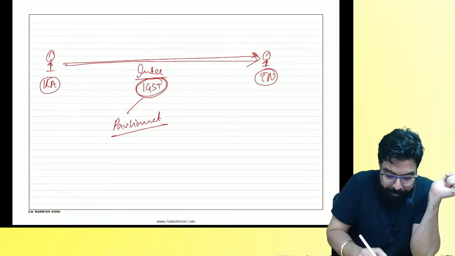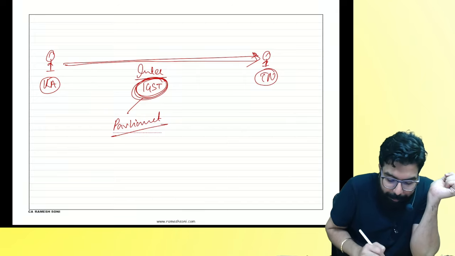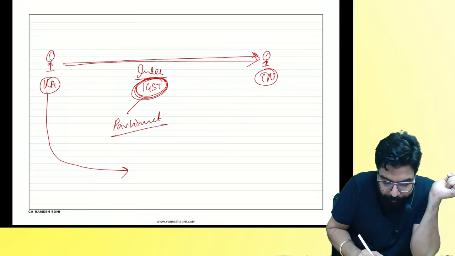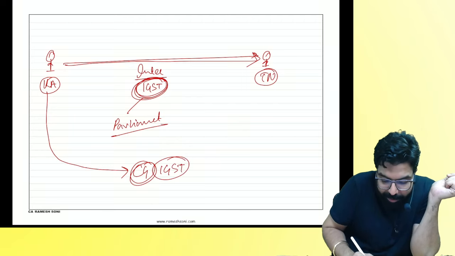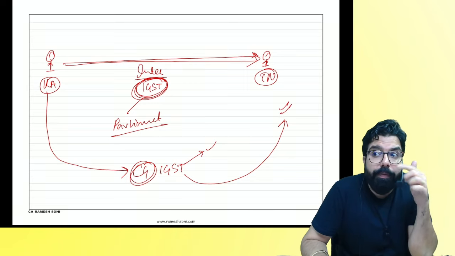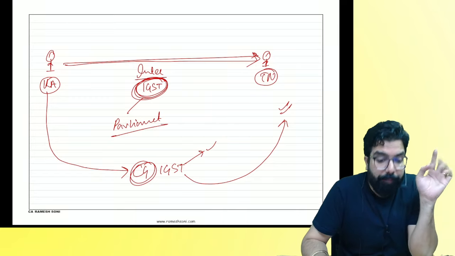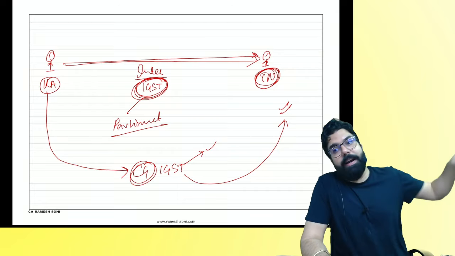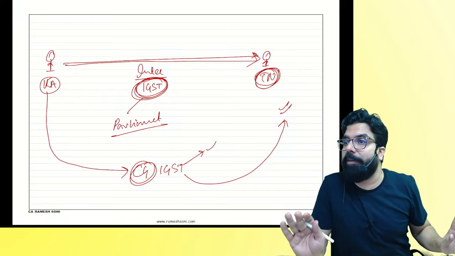Now tell me one thing, this IGST law will be made by Parliament, it will go to whom? Seller. And it will be collected by whom? The Central government will collect the IGST. It will divide it between itself and half to whom? Which state government? The destination state government. But if this person is a registered person in that state, then the credit will be given. Is my point 100% clear?